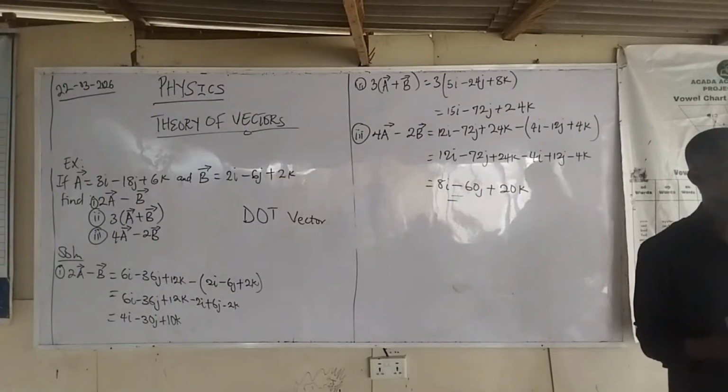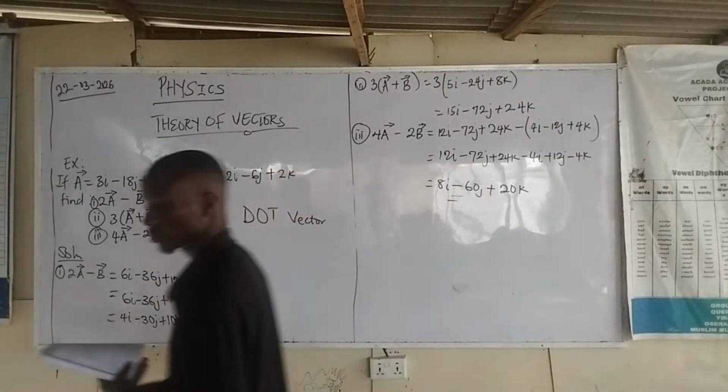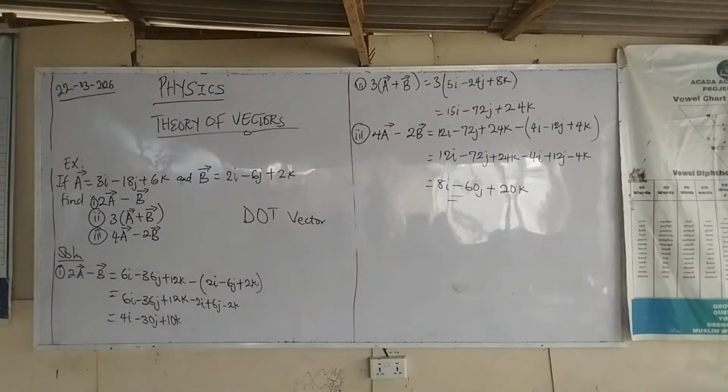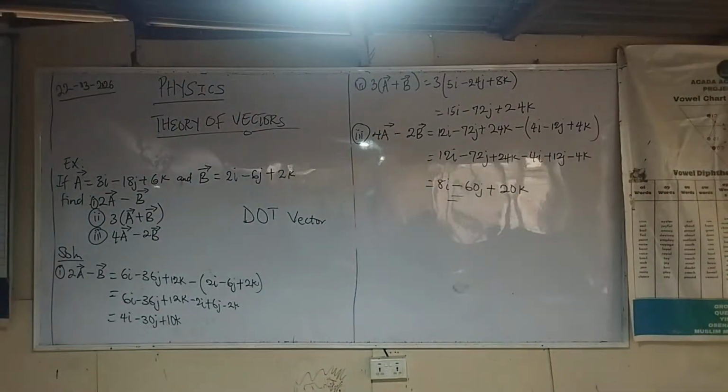The scalar product of vector A and vector B is the product of the magnitude of vector A and vector B.